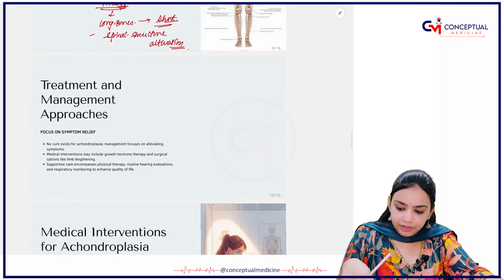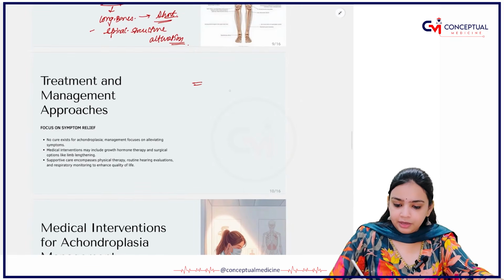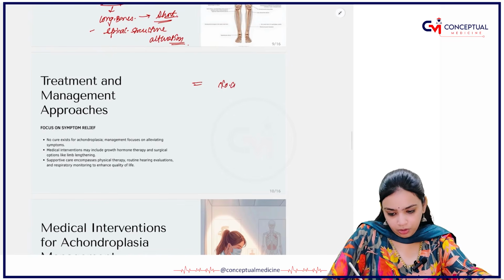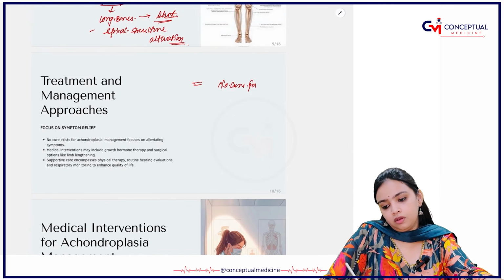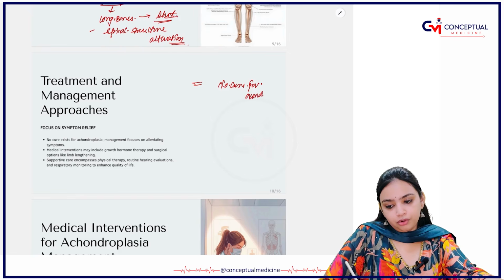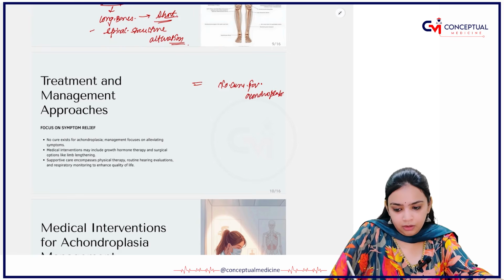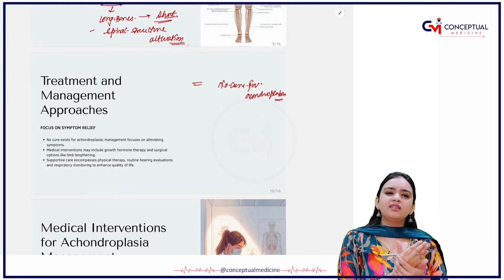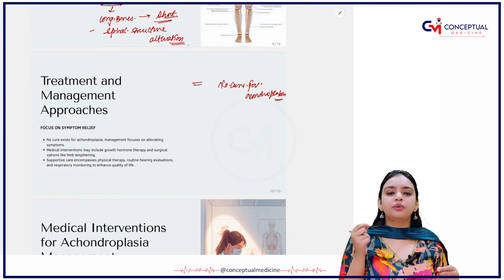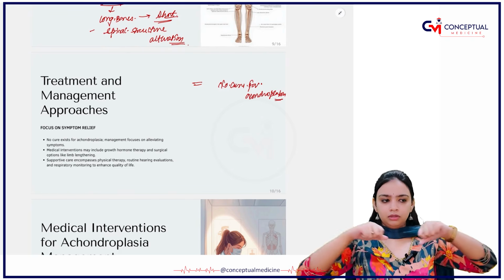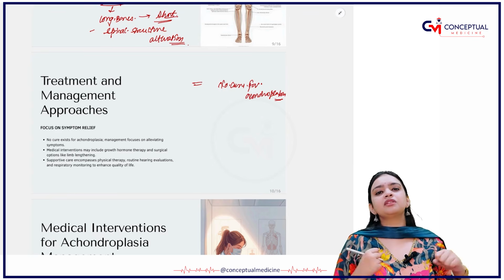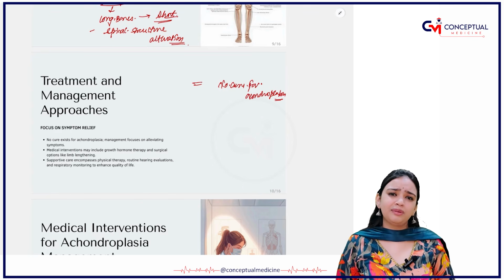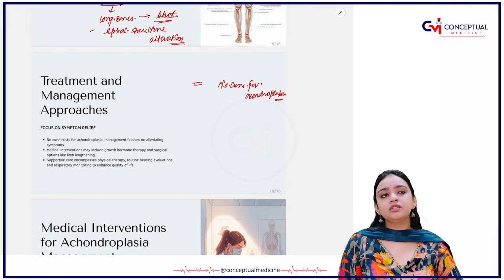Okay, what is the treatment? For the treatment, see, as such there is no cure for achondroplasia. Okay, there are some surgeries in which you can do the lengthening of your bones, right? But it's very costly for people who are not able to afford that kind of surgery.